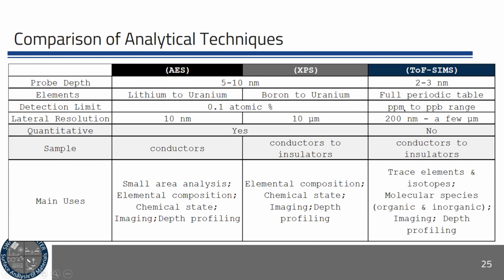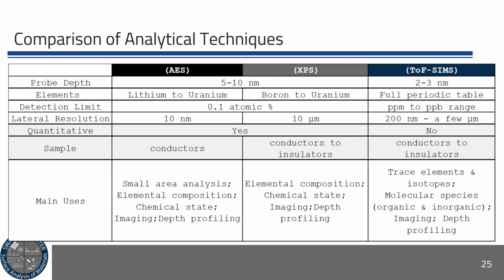Top SIMS has a higher detection limit than Auger and XPS. In terms of lateral resolution, because you're using electron beam for our Auger spectroscopy, that has the highest lateral resolution, followed by top SIMS and then XPS. And I guess the next two points are the important ones. Auger and XPS are quantitative. Top SIMS is not considered a quantitative technique. It could be semi-quantitative depending on the sample system that you're wanting to analyze.